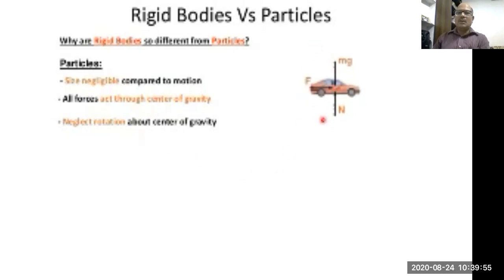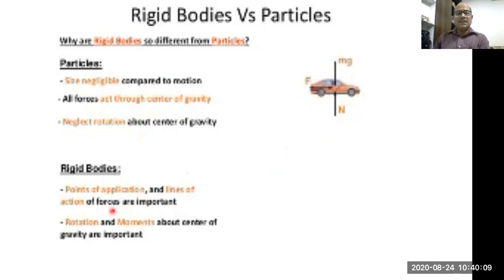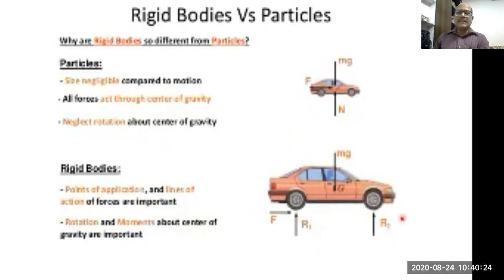Okay, like a small particle is there. If we compare this with a small particle, the force actually acts at the center of gravity, right? And the size is very small. But if we consider a rigid body, the point of application and line of action of forces are important, and rotation and all moments about the center of gravity are important, and we have to consider this because the size is now very large. So around the center of gravity, the forces create the moment and the rotation of the object that need to be considered here.